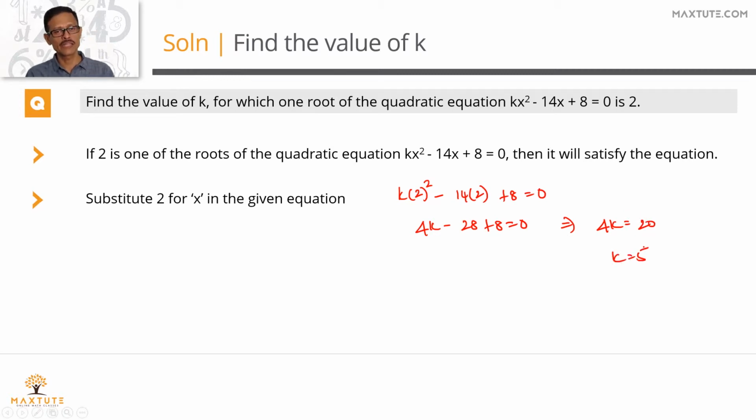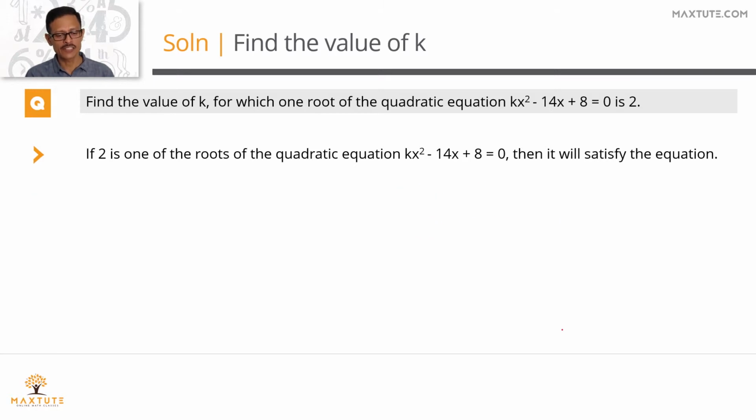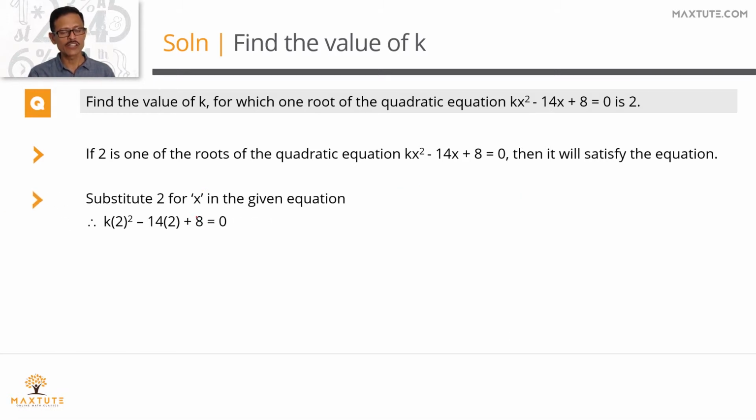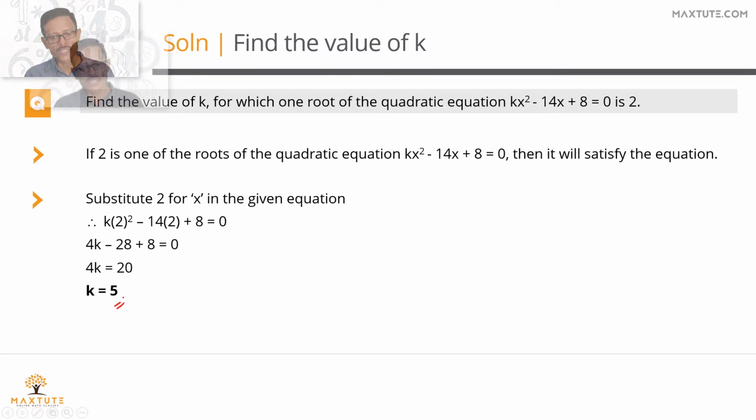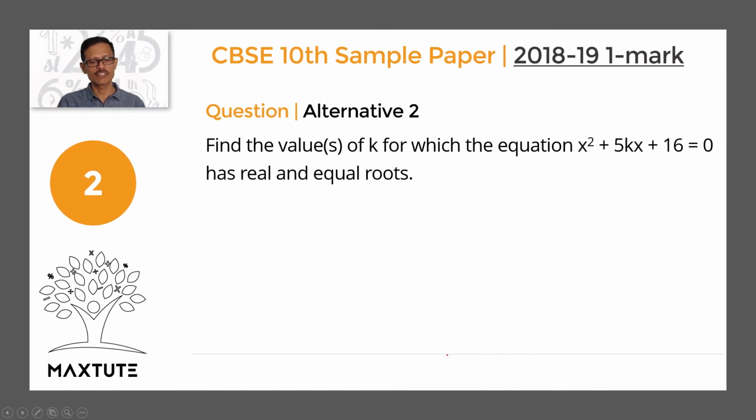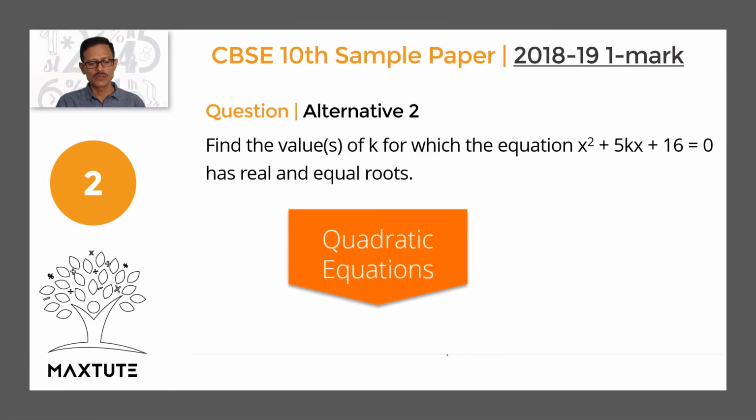That's all there is to completing this question. Summarize it in a printed form. Substitute the value of x as 2 in this equation. Solve for k, we'll get k equals 5. Move on to the alternative of this, which is also a quadratic equation question. Easy one too. Not as easy as the last one, but this is easy too.